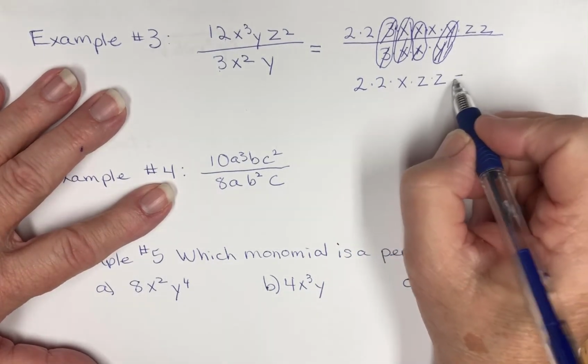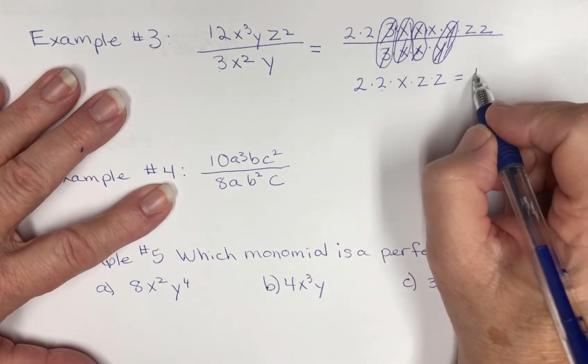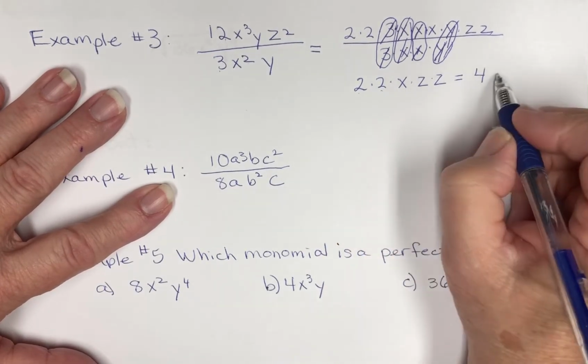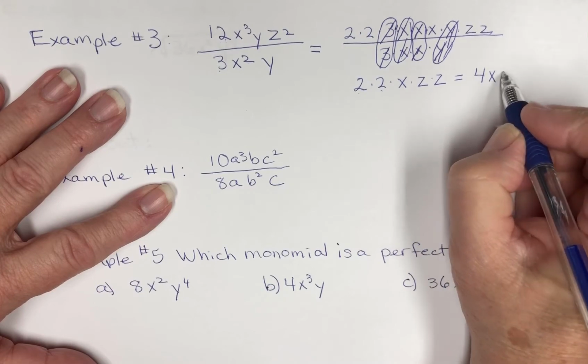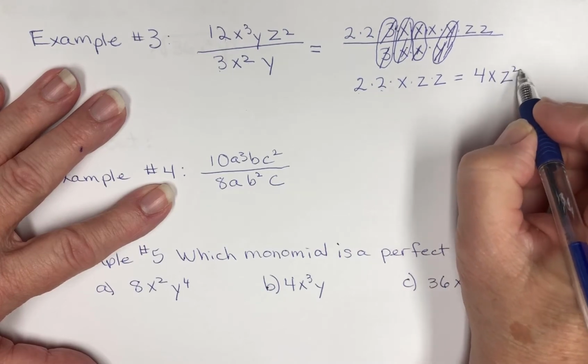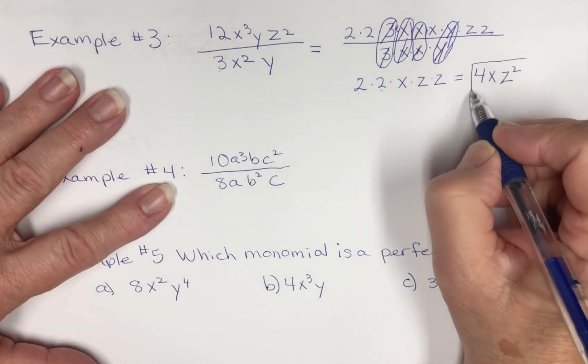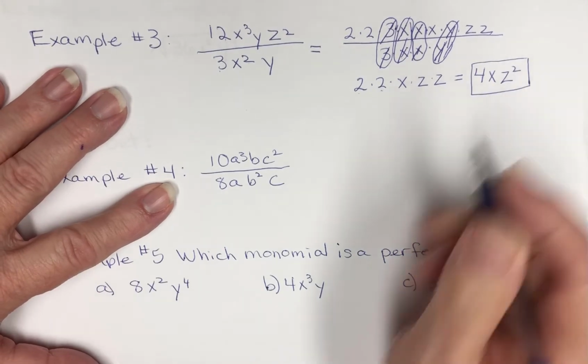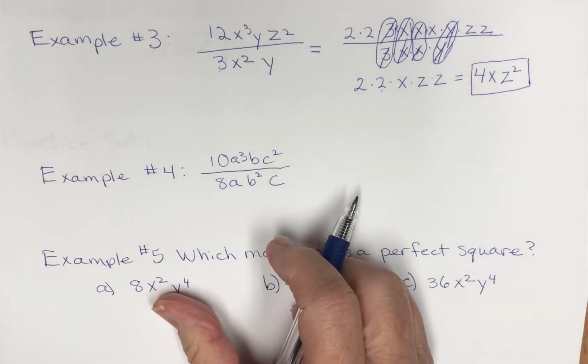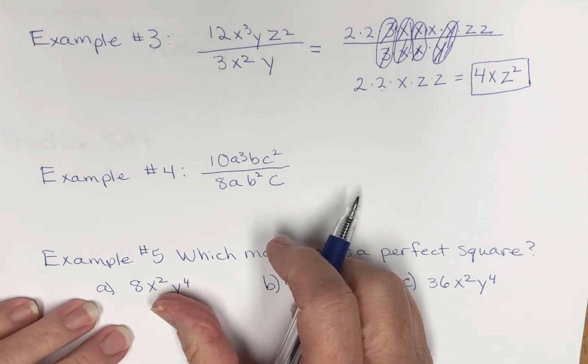So when we recombine that, we have 2 times 2 is 4. We have only 1 x. And then we have z squared. And this is going to be your answer. So you're looking for terms on the top and the bottom which match up, and you cancel them out.